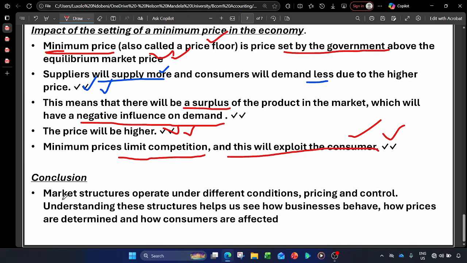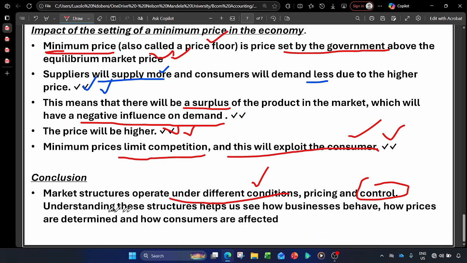So my conclusion says different market structures operate under different conditions. Yes, guys, we saw that because in perfect markets there is free entry and exit, but now when it comes to the imperfect markets, there are different conditions there. There is no entry and exit. There is a restriction by the government. So you can see that there is a control that is being implemented.